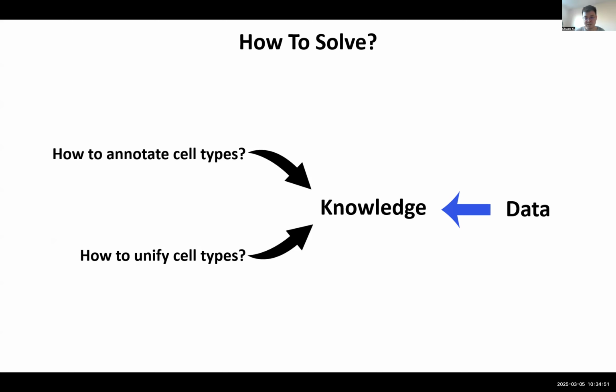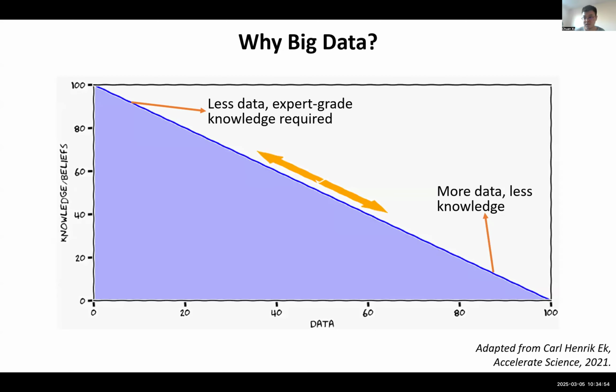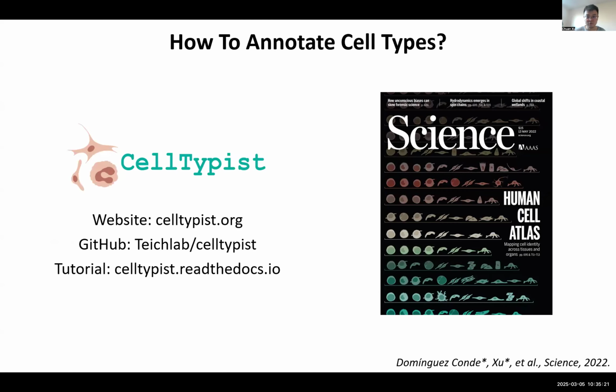Also, from the perspective of machine learning, big data is crucial. For most single-cell tasks, there is a trade-off between cell type knowledge and the amount of data. Specifically, when you have limited data, you have to rely much on the knowledge. On the other hand, when you have more data, the demand for the knowledge will be correspondingly reduced. Building on this idea, we developed CellTypist to annotate cell types based on single cell data, along with a cell type database built on CellTypist.